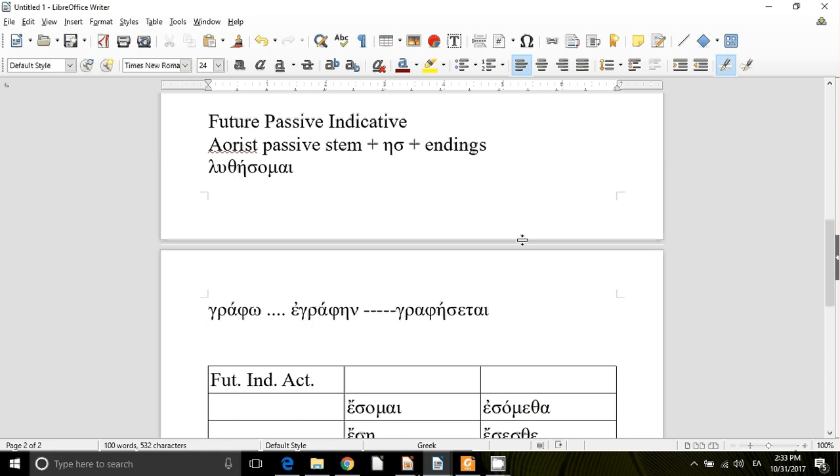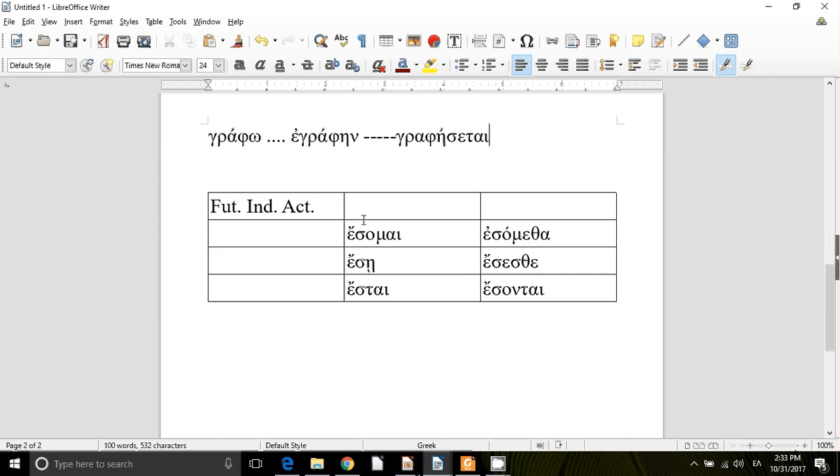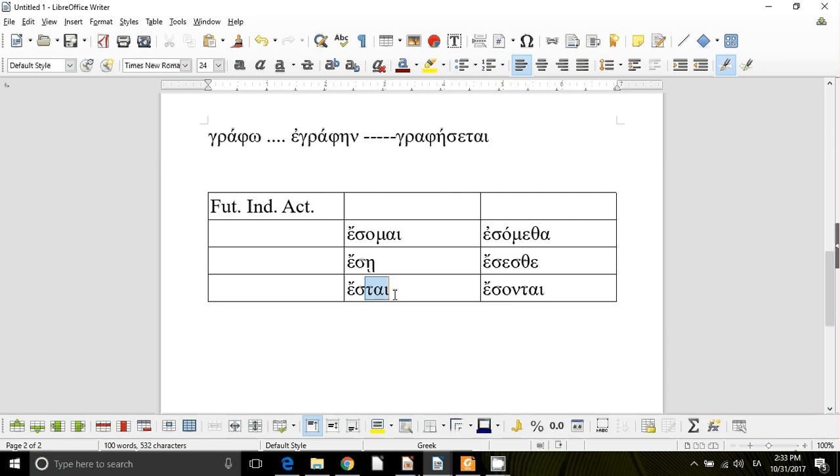Okay. And because this chapter just didn't have enough, let's throw in the future indicative of the verb to be. It's very simple as far as it goes. Esomai, ese, estai, esometha, esesthe, esontai. Easy enough to recognize, easy enough to memorize. Same omai, e, tai. Lost our e there. Ometha, esthe, ontai endings.